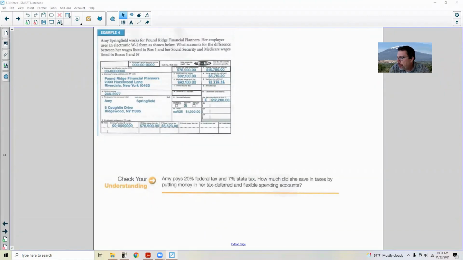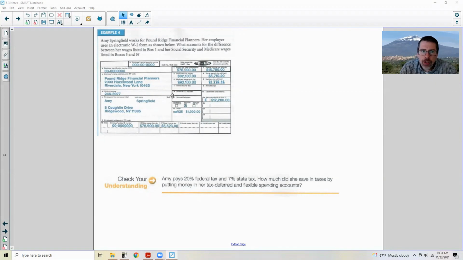Okay, example 4. Amy Springfield works for Pound Ridge Financial Planners. Her employer uses an electronic W-2 form as shown below. So it says e-file right here. That tells you it's electronic.